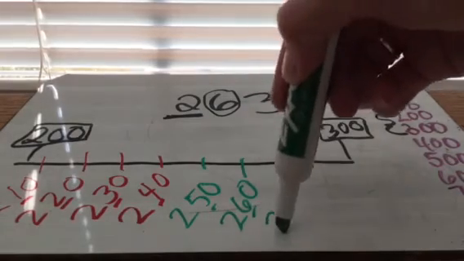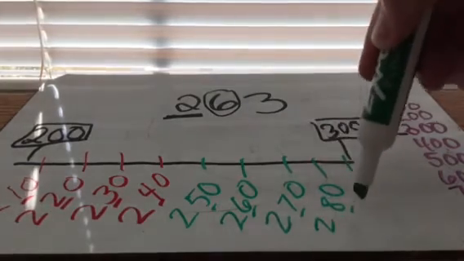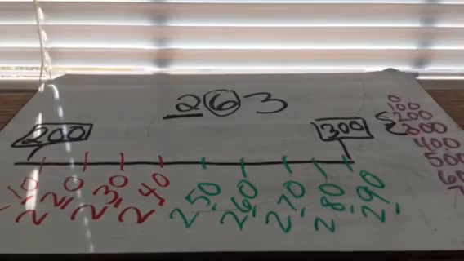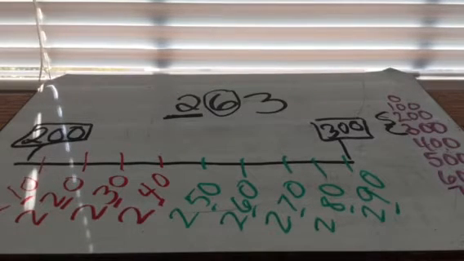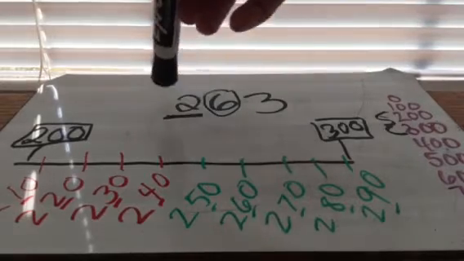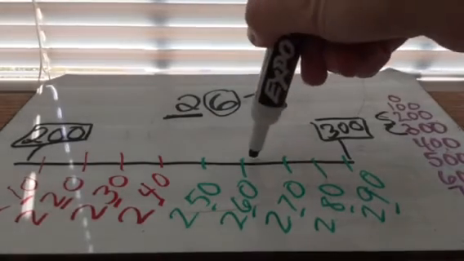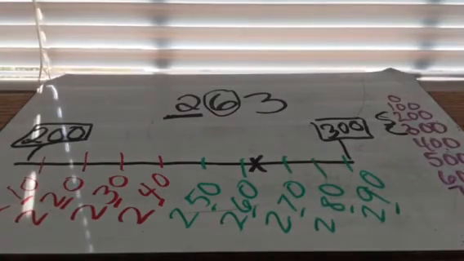260, 270, 280, 290, and 300. So now I need to figure out, 263, about where is that on the number line? If I'm looking at my number line, I would say 210, 220, 230, 240, 250, 260. Okay, so that gets us started. 260 and 3. So it's probably somewhere around here. Now, is that in green territory or red territory?